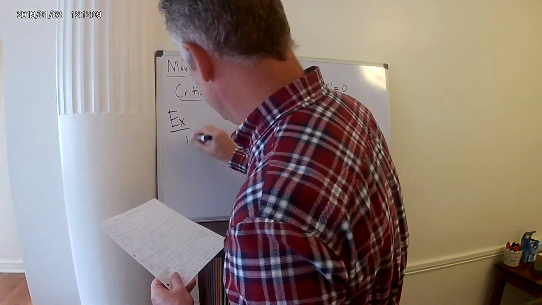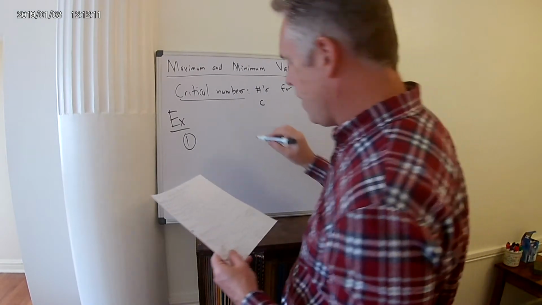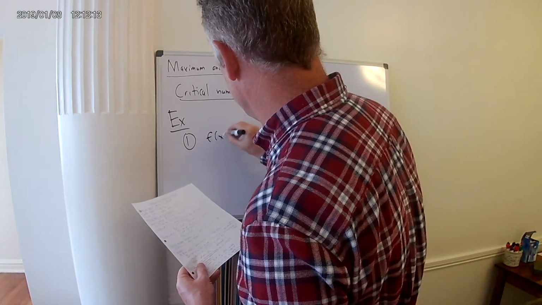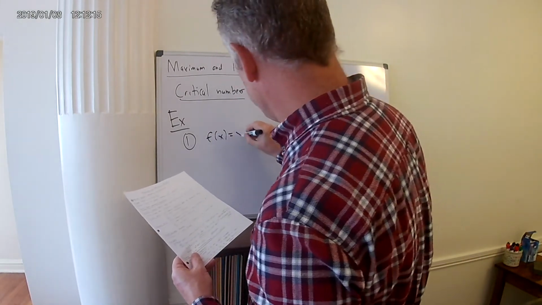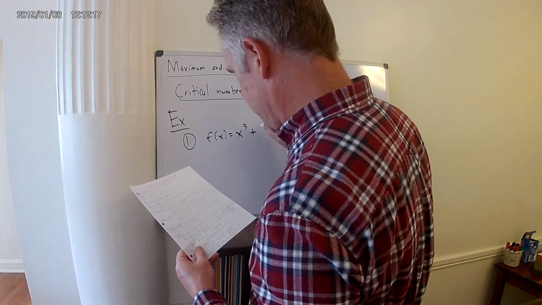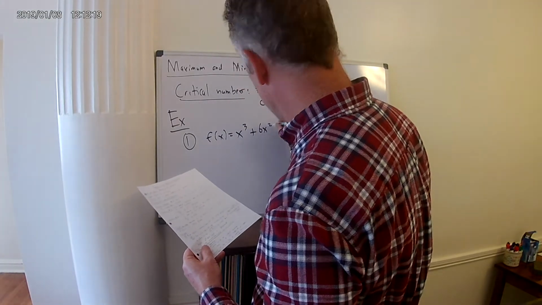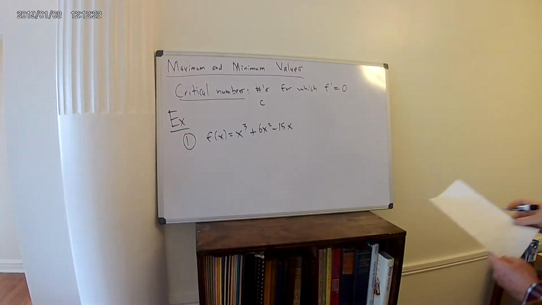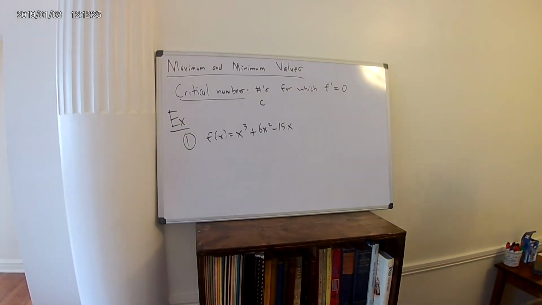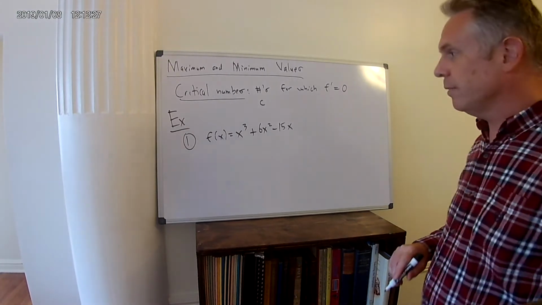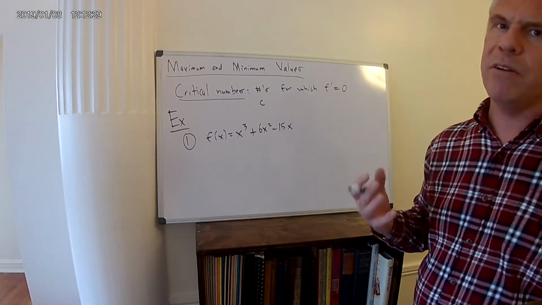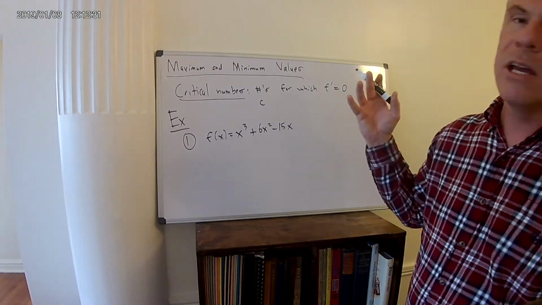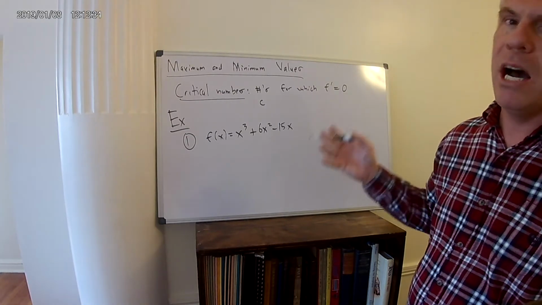Here's one example. Let's find the local maxima and minima of this function: f of x equals x cubed plus 6x squared minus 15x. We want to find the local maxima and minima of this function. Okay, how do we do that? This is the meat of today's lecture. How do we find the maxima and minima of a function?